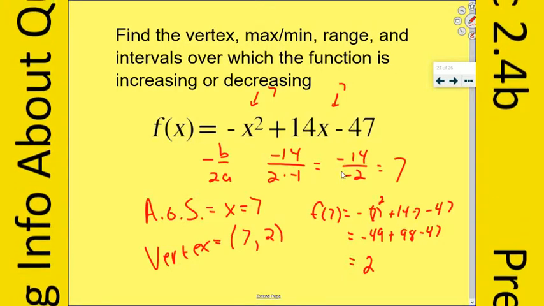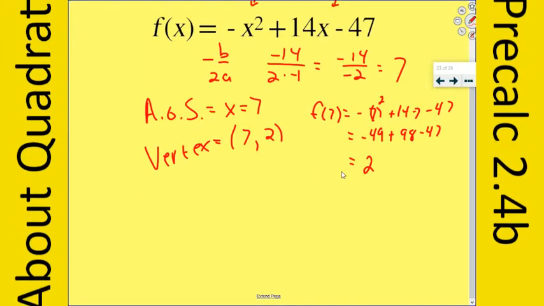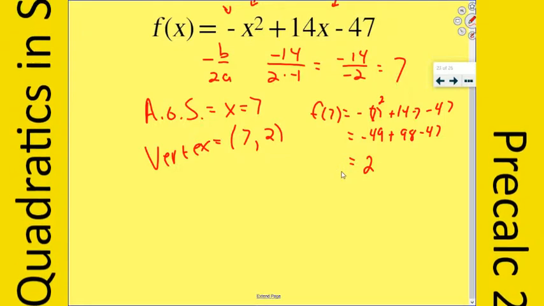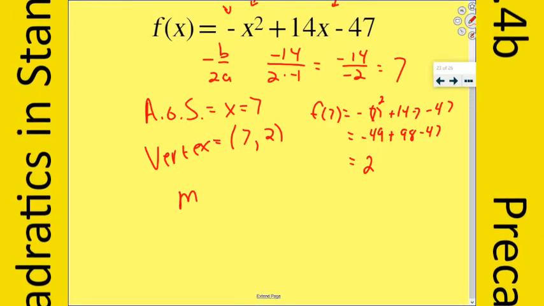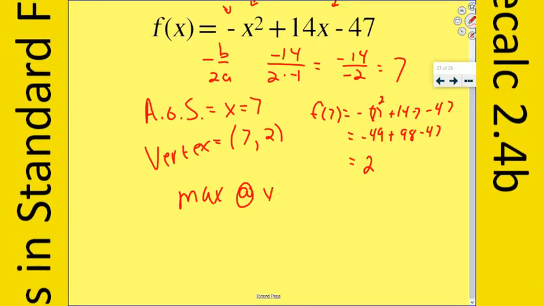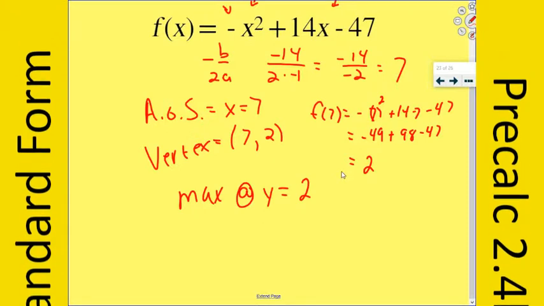Our vertex is at the point 7, 2. Okay? So then we need to determine whether this is a maximum or a minimum. And because this guy right here is negative, this is a maximum, and our maximum value is at y equals 2. So that's the top of our graph. It will open downwards. Okay?